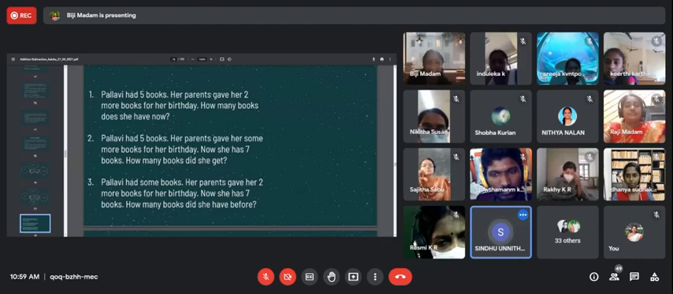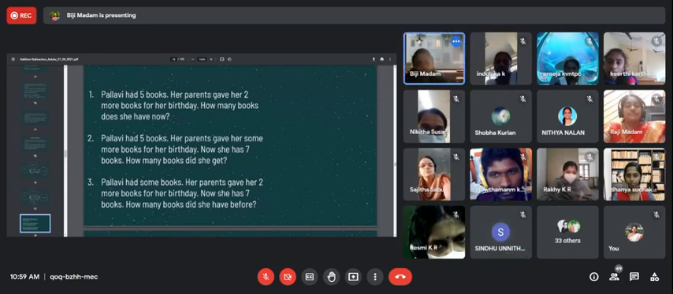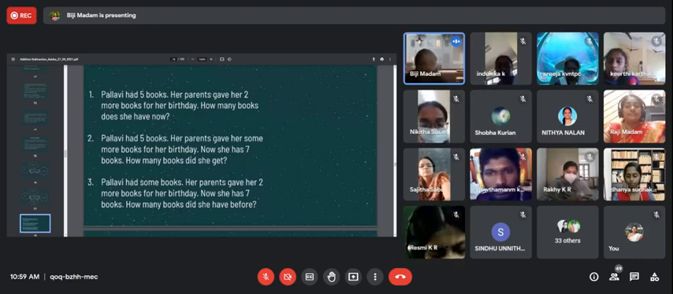Making sense, madam. These are all sets, they are made into sets. They are joining type. We learned joining, separating, part-part-whole, and compare types of questions. So they come under which heading?